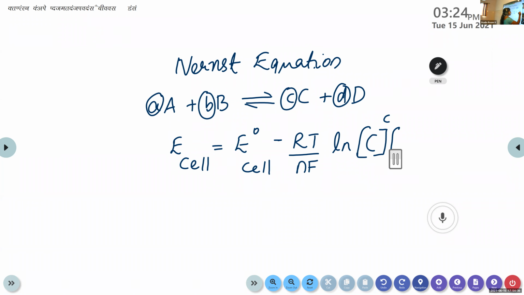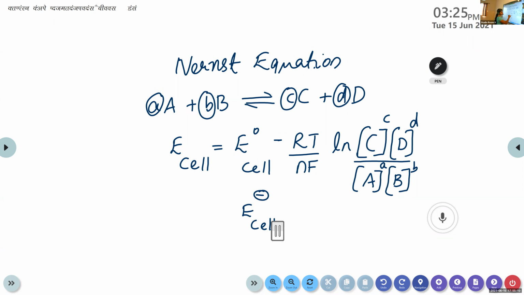Into the concentration of D raised to small d, divided by the concentration of A raised to small a, then the concentration of B raised to b. So for general equations, this is the Nernst equation to find the cell potential of that cell. Okay. You can either write E° cell or E minus cell. Both of them represent the standard state. You can choose either option.